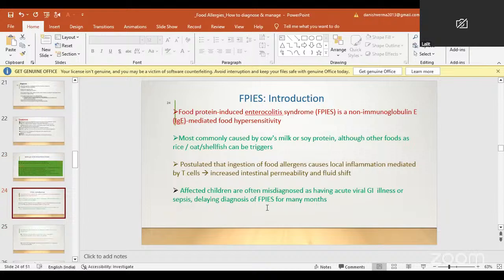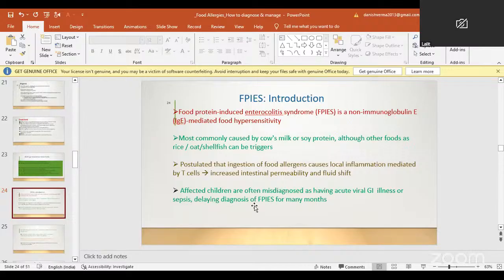Now, FPIES is basically non-IgE mediated, and the most common cause is cow's milk or soy protein. Although other foods, like in this case of mine, rice, oats, shellfish, can be a trigger. It is postulated that ingestion of food allergens causes local inflammation mediated by T cells, and then there can be a fluid shift causing more diarrheal symptoms. Affected children are often misdiagnosed as having acute viral GI illness or sepsis, delaying the diagnosis.